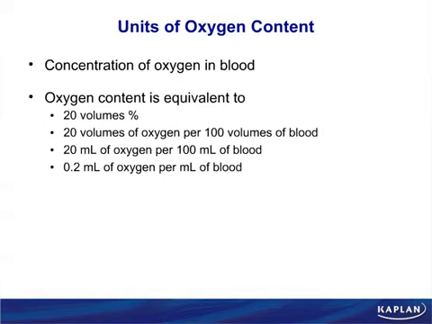Just as a reminder, we did this earlier when we did the Fick equation. Oxygen content is the total amount of oxygen in the blood. It's most likely going to be given in volume percent. So 20 volume percent means 20 mils of oxygen per 100 mil of blood, and we converted that to 0.2 mils of oxygen per mil of blood when we did the Fick calculation. So just a quick reminder, O2 content will be given in volume percent, which means per 100 mil.